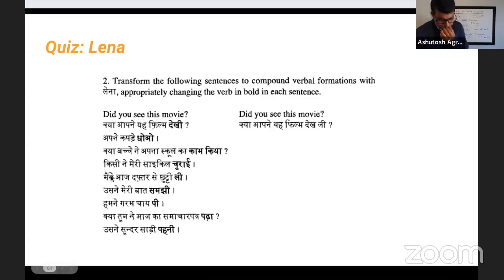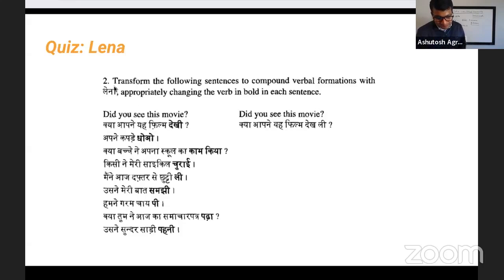Anyone else? Yes, Ashu ji, the fourth one. किसी ने मेरी cycle चुराई. I'm confused about who was benefiting. My bicycle was stolen, the person who stole the bicycle benefited, and I am losing. Yes, the person who stole it benefited from stealing it. But you will not look for the beneficiary in that sense; the action is flowing toward them. They stole it, basically.